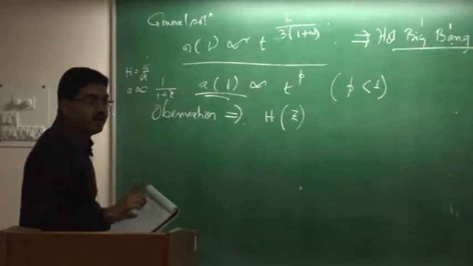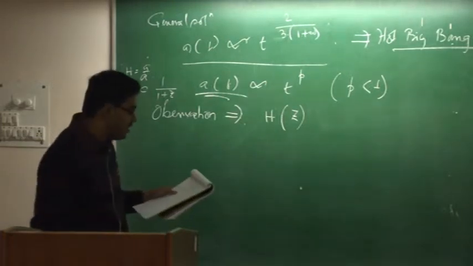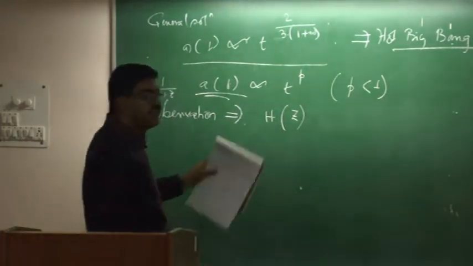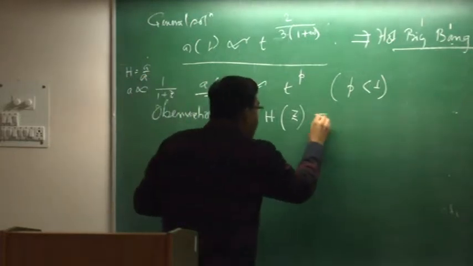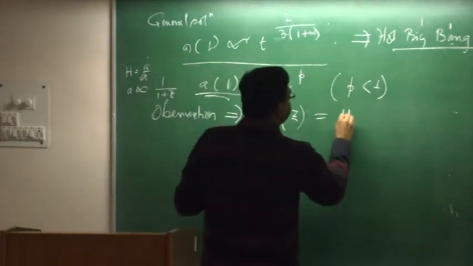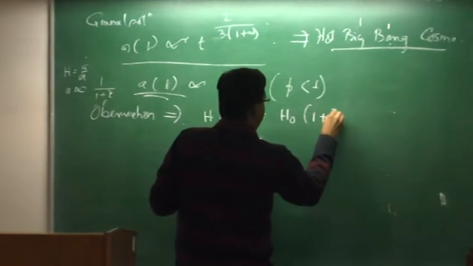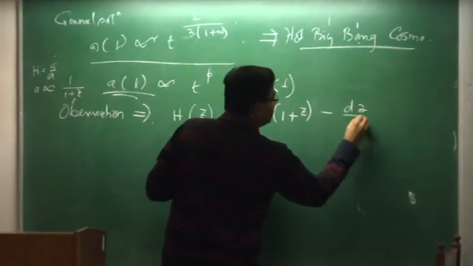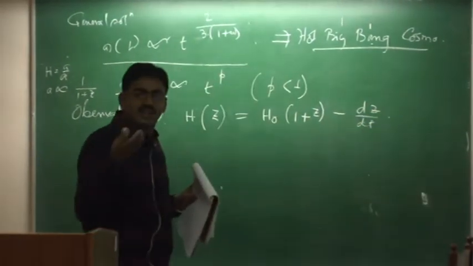So from an observational point of view, instead of finding out a(t), you try to find out your H(z). How? You find it by this equation, 1 plus z minus dz/dt. You can do that readily. How can you do that?